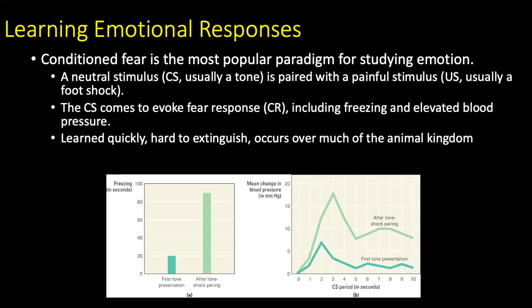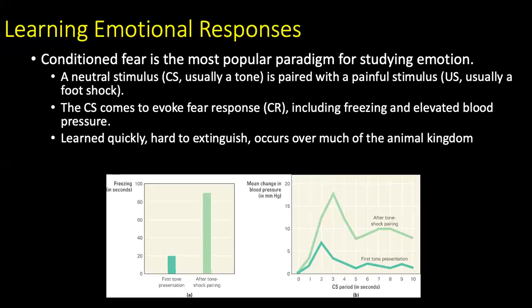And so this is a really powerful paradigm because we can look at what we would call more overt behaviors like freezing, right? So animals, and in particular rodents, when given a painful stimulus like a foot shock, will actually freeze up. And then we can also look at the physiological responses as well, for example, something like elevated blood pressure. And so this kind of paradigm lets us look at both of these responses.